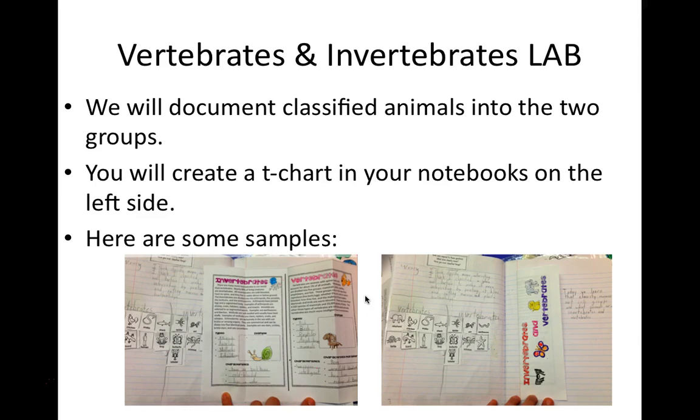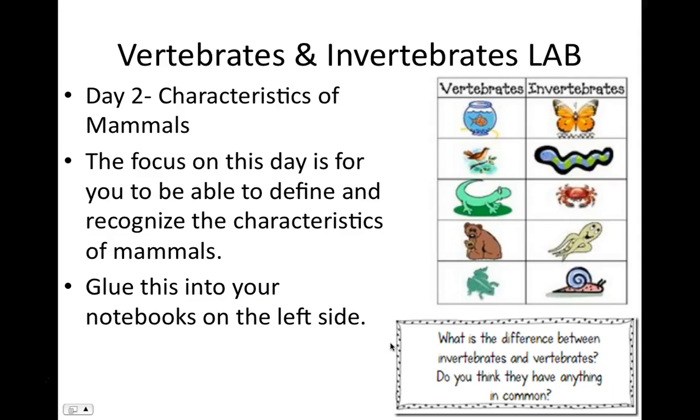We're going to document the classified animals into 2 groups. We're then going to create a T-chart in your notebooks on the left side. Here are some samples from previous years of what it will look like. After we've completed this, tomorrow we'll be doing this. Characteristics of mammals, okay? We're going to focus on you being able to define and recognize the characteristics of mammals.